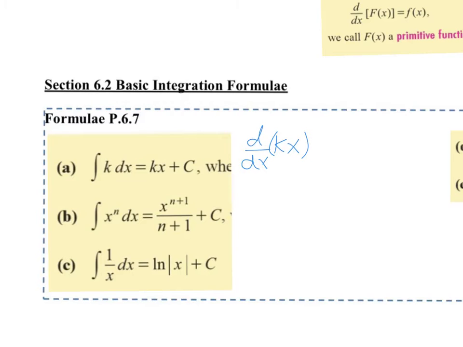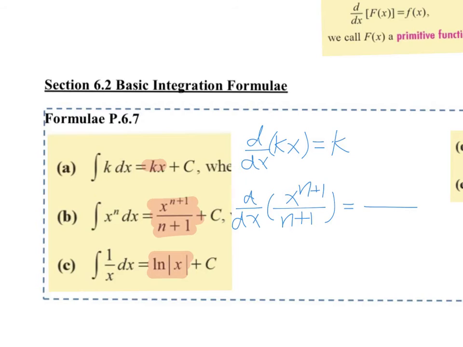Okay, let's use the primitive function here to do the checking. So let's do it one by one. The first one, if you differentiate kx, you get the constant term k. And for part B, if I differentiate this one, you will have n plus 1 on the lower part, and then n plus 1 comes out, and then the power will be n. That means it equals x to the power n. So this is the thing that you can think about. When you differentiate the power n plus 1, divided by n plus 1, then it goes to power n. So you need to think about what happened before.